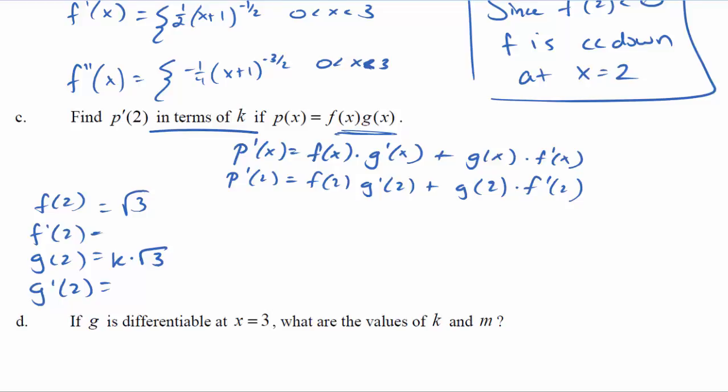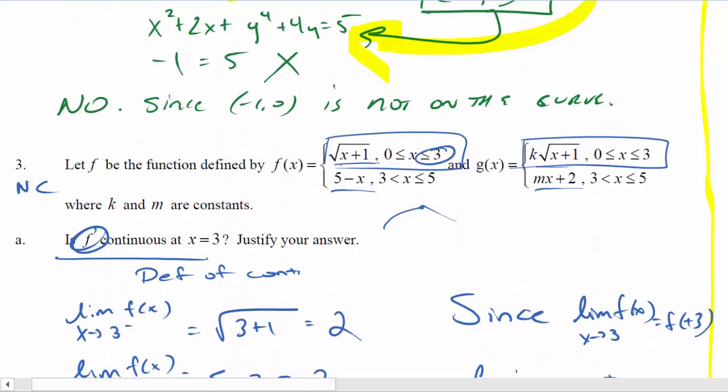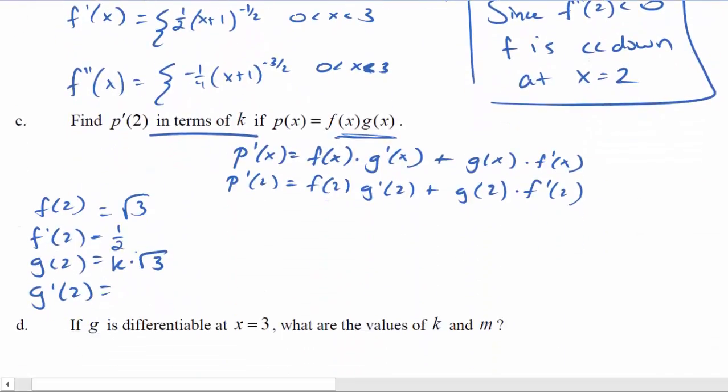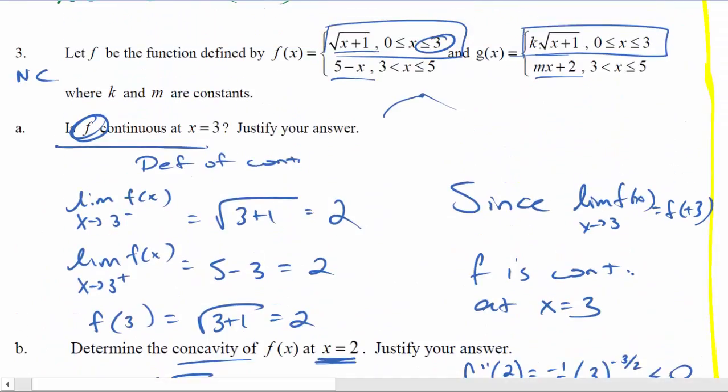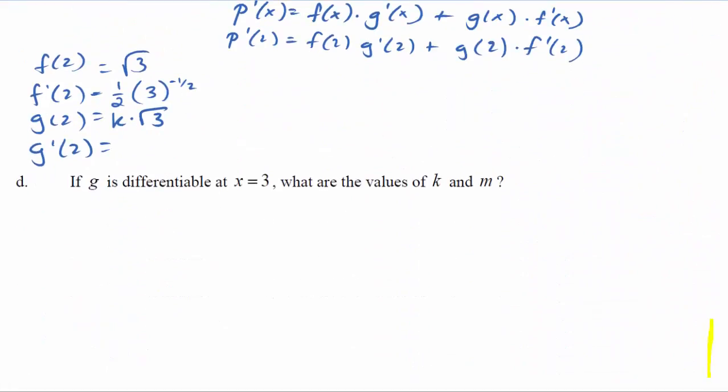F prime of 2. So now I need to find the derivative of the square root of x plus 1. Well, I sort of did that earlier. That was just 1/2 times, and this is going to be 3 to the negative 1/2. Now, for the other answer, if you look carefully, this is just k times, and k is a constant. Well, since k is a constant, I'll actually get the same answer, but with a k in front.